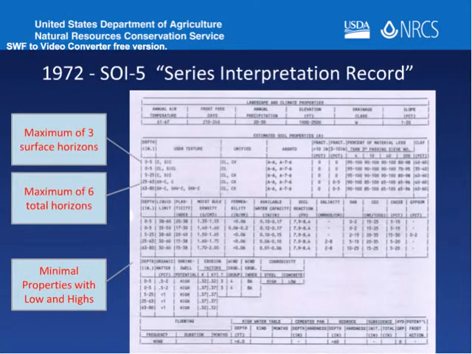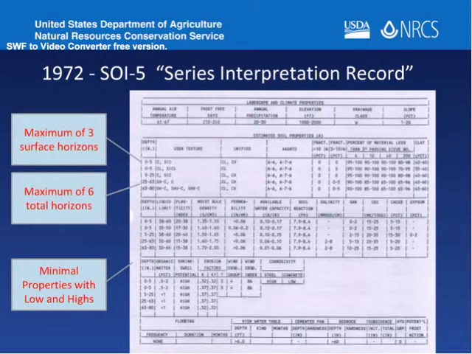Now let's take a closer look at this Form 5, because you need to realize some of the restrictions that we had placed upon us. First thing you'll notice is that we were allowed 3 surface horizons on a Soils 5. And we also had lows and highs.